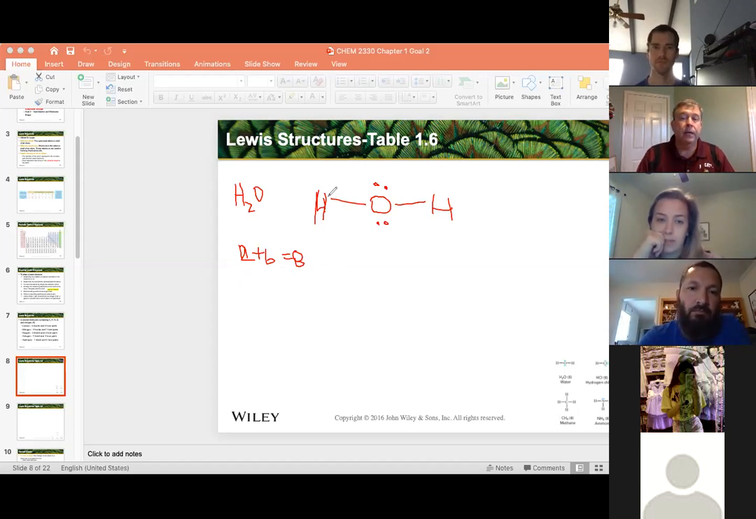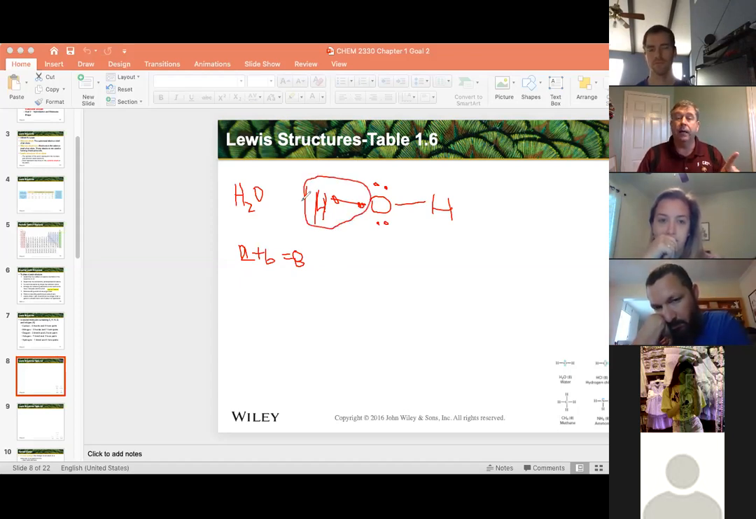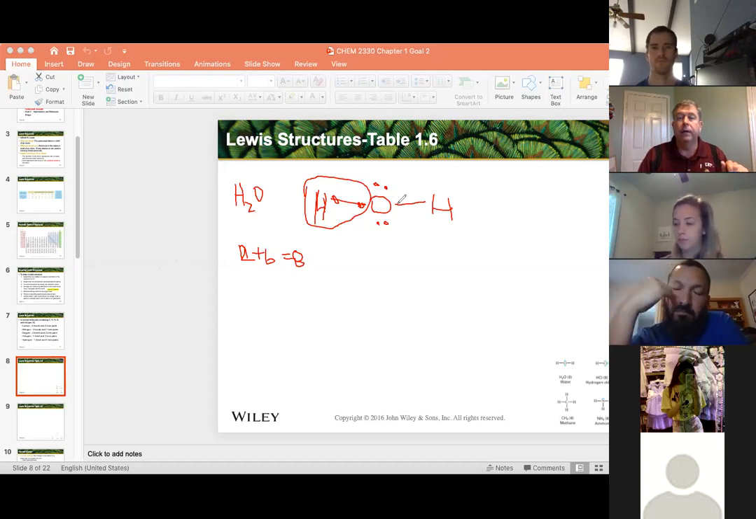So if we have this bond between the hydrogen and the oxygen, we have one electron here and one electron here. Therefore, hydrogen is sharing 2 electrons. So it only ever has a single bond and no unpaired electrons, right? From our rule on the previous slide. So the hydrogen is satisfied.